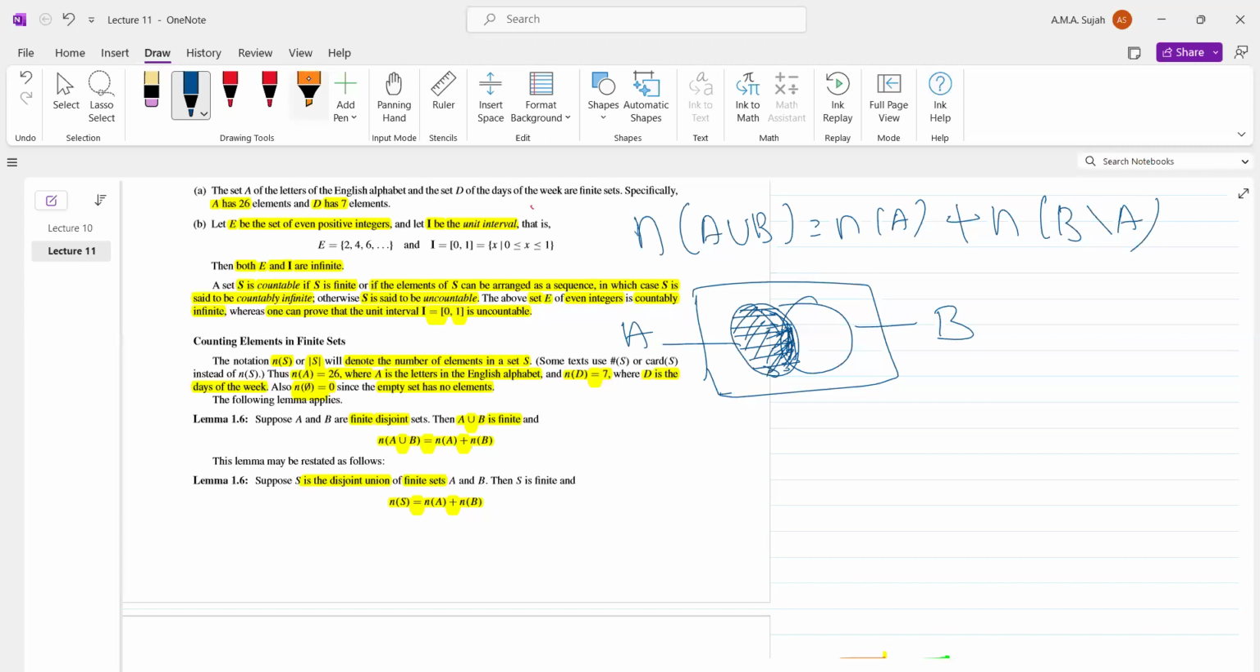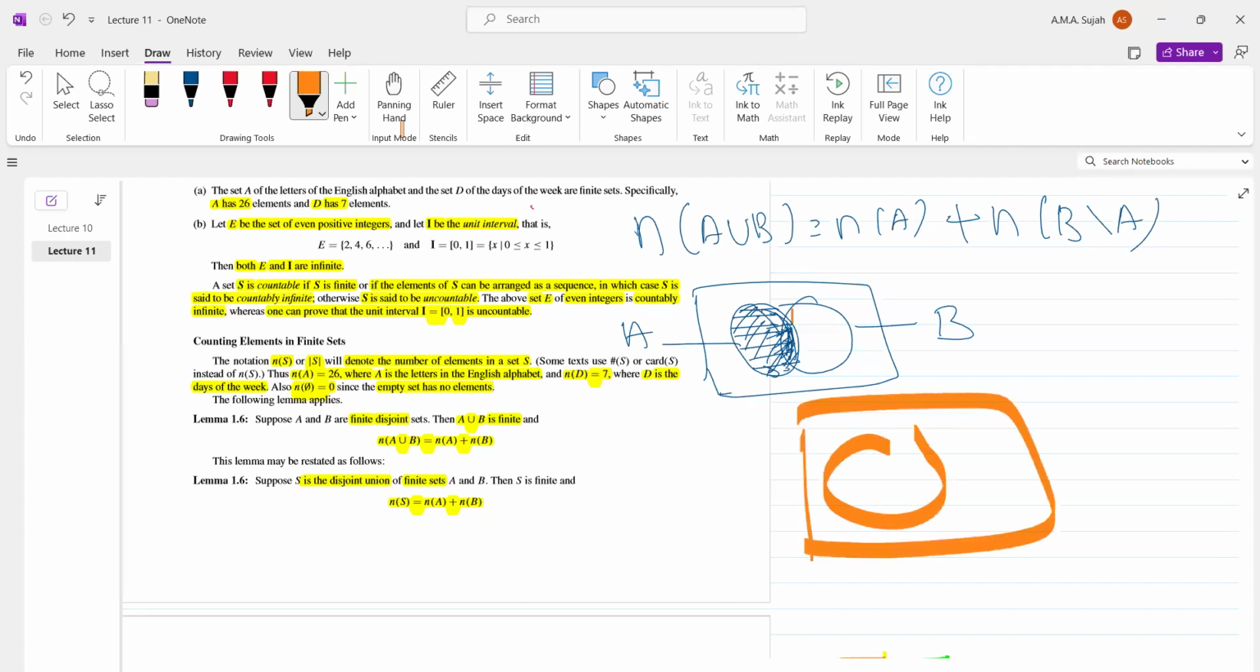So B difference A means what? From B, you need to remove this area, right? So let's say I plot here, this is B, this is A. Then B difference A means from B, we need to remove A, right? So this portion is B difference A. It's correct, right? It's also correct.